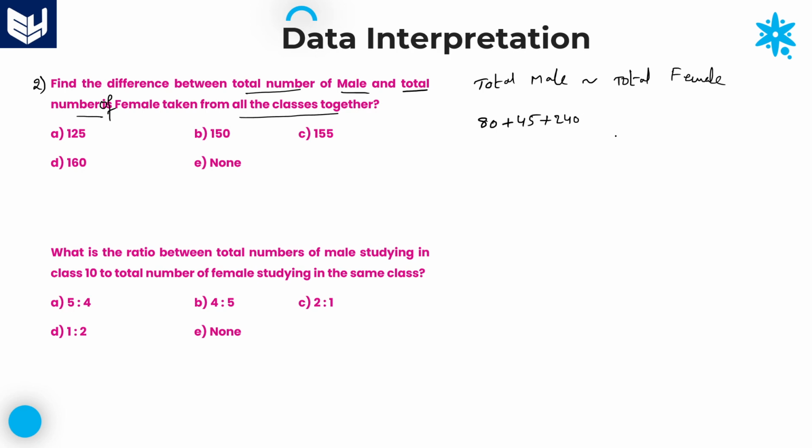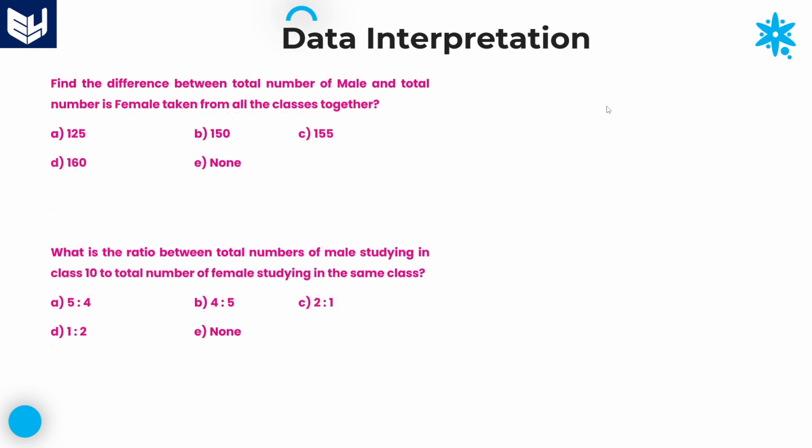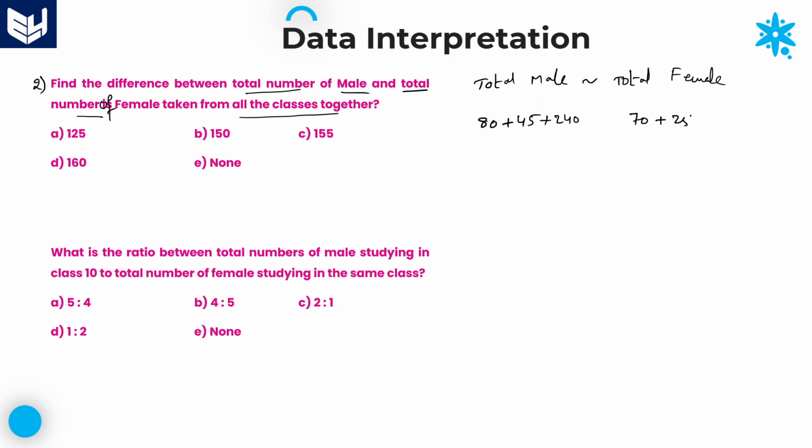Whereas coming to female candidates: 70, 25, 120. First calculate the sum of the male values. What will you get? Here it is 80 plus 240, that is 320. 320 plus 45 is 365.